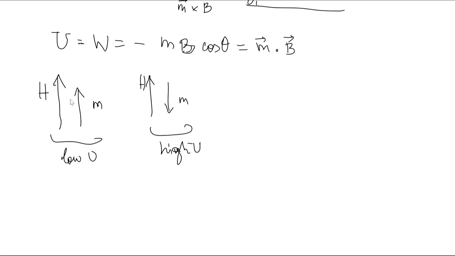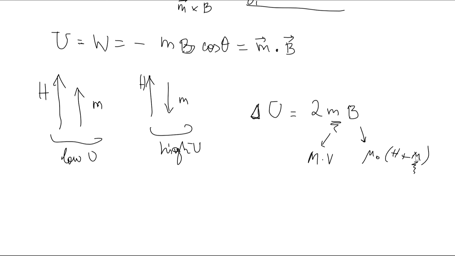So the difference between these two energies, and there would be a zero energy because it's a dot product. Zero is reached right when they're perpendicular. So delta U is 2mB. m is the magnetic dipole moment, B is the B field, so m can be related to magnetization M times the volume of the material, and B is our mu naught times H plus M. So this is the magnetization right here.